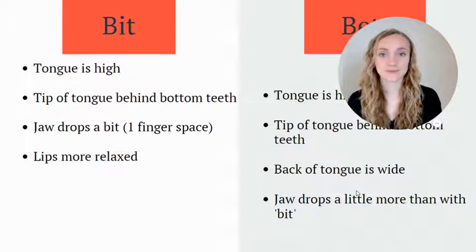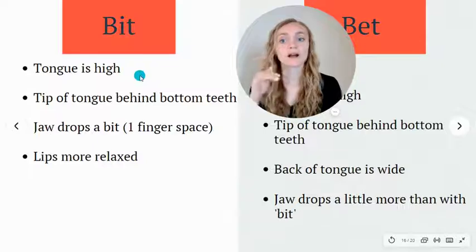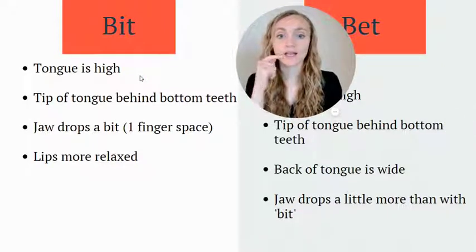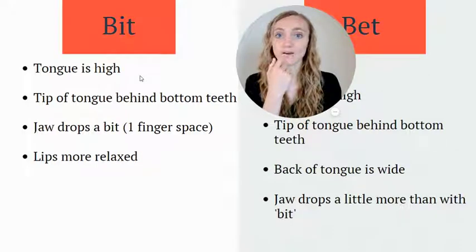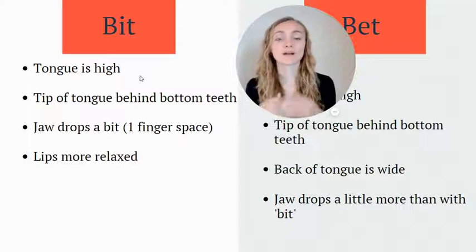So what's the difference between them? Okay, so this is what we talked about before. Our tongue is high, the tip of our tongue behind our bottom teeth. Our jaw drops, we have space for one finger in between our teeth, and our lips relax a little bit more.